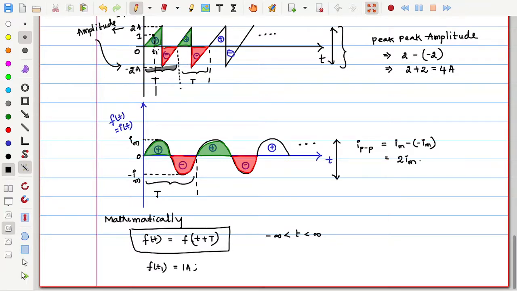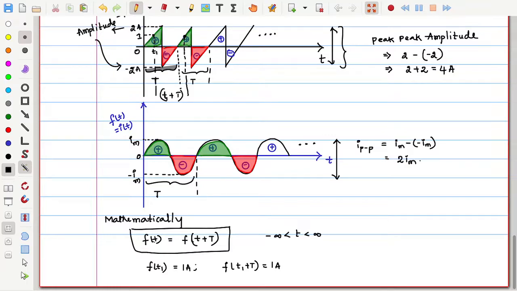It moves by this red triangle and reaches over here. This is T1 plus T. That means after a time interval of capital T, it is again producing the same value. How much is that value? 1 ampere. So you can see here that f of T1 plus capital T is also 1 ampere. That is what the periodic function means.